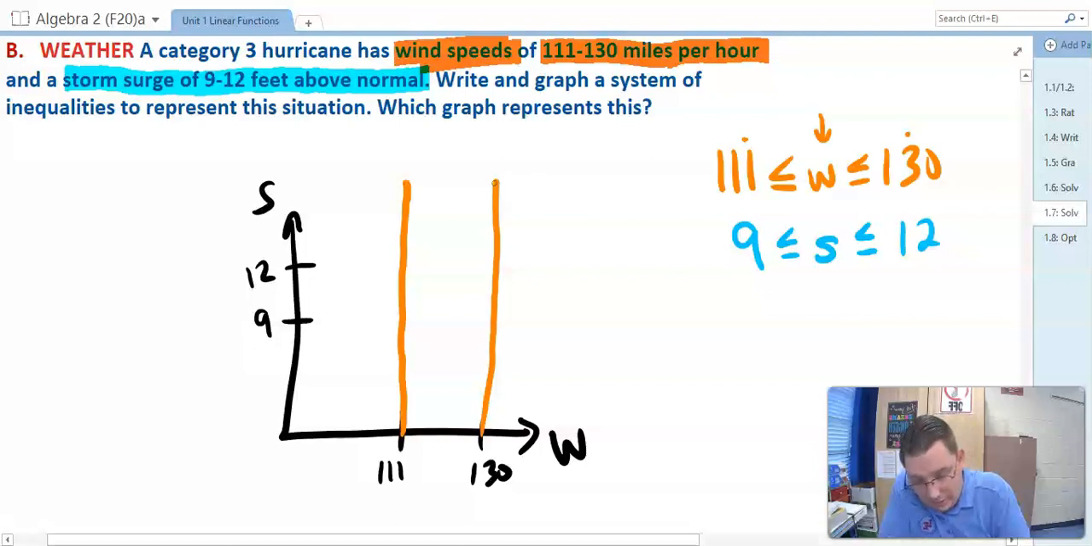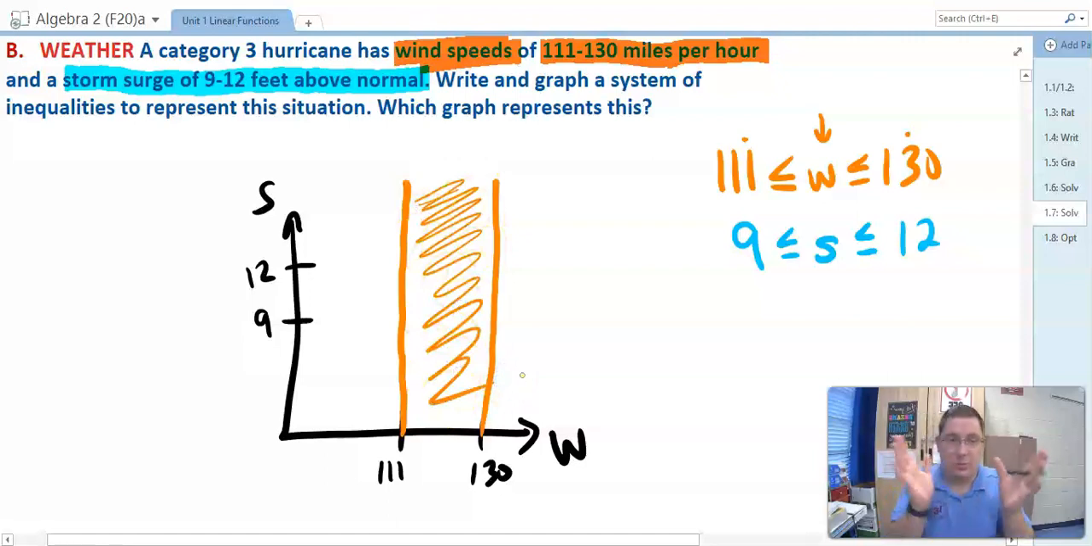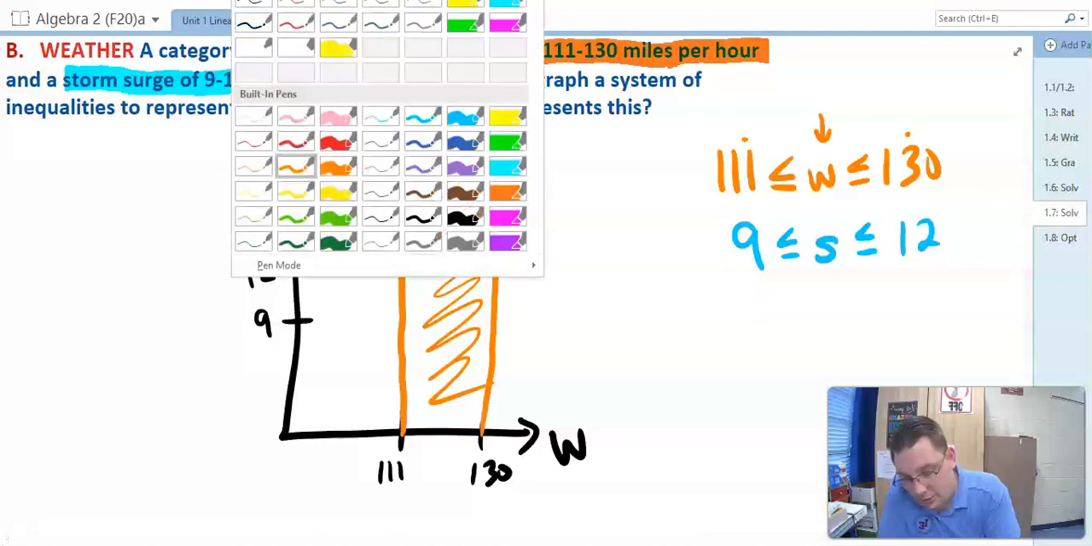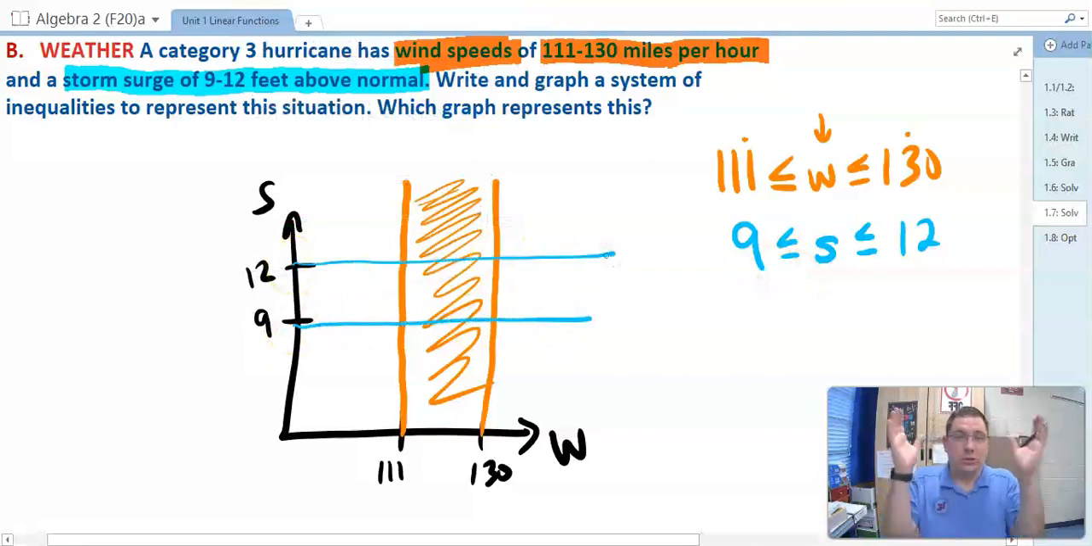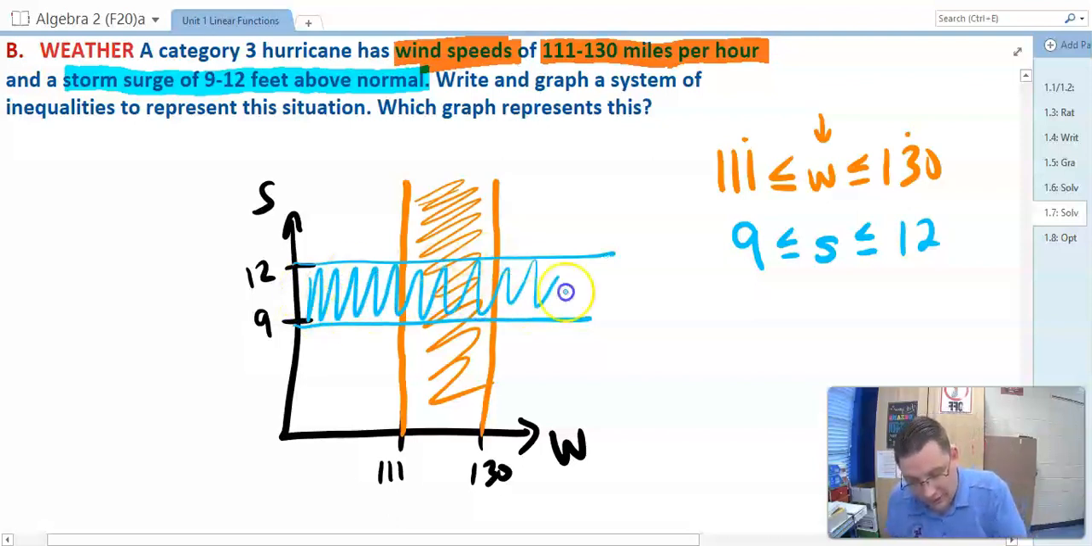Where would my shading be? Right here in this middle section here, right? Because where's the wind speed got to be? In between, right? And then we do it for the storm surge. And so the storm surge, 9, straight line across at 9, straight line across at 12. And where's my storm surge got to be? In between, right? So it's going to be in between these two lines like this.